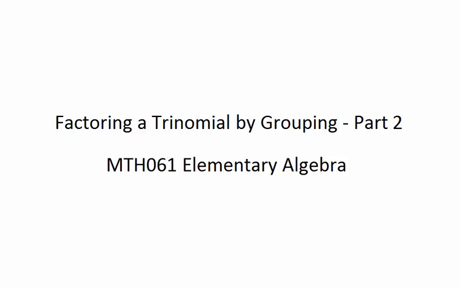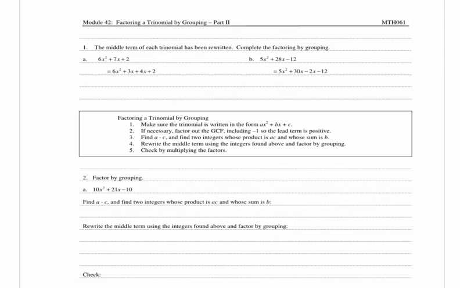In this video, we're going to be factoring a trinomial by grouping. In 1, it says, the middle term of each trinomial has been rewritten. Complete the factoring by grouping. In A, we have 6x squared plus 7x plus 2.